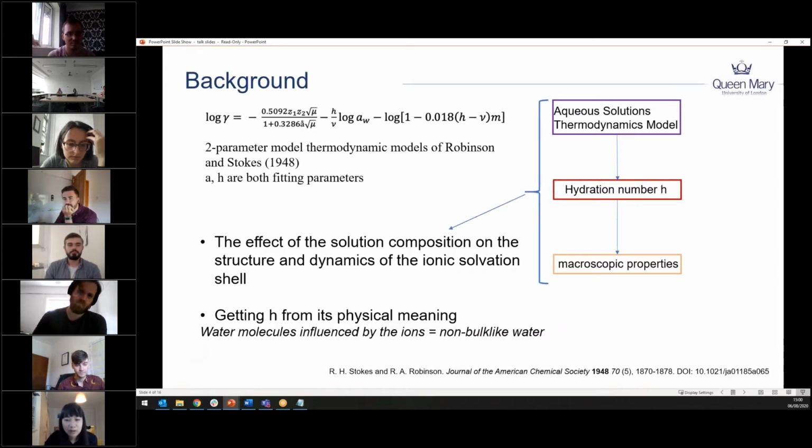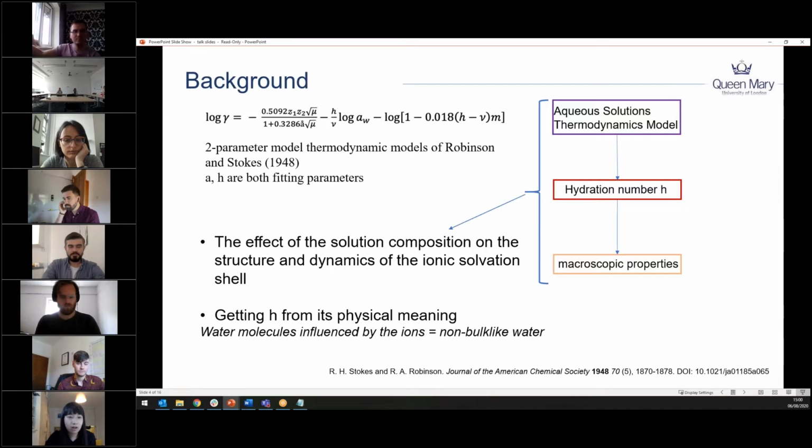So I will show there is a key question concerning the effect of salt on any given solution's properties: the number of water molecules affected by the ions. I need to make clear that the hydration number is different from the coordination number. The hydration number H is the number of water molecules influenced by the presence of the ions. Here I give a well-known aqueous electrolyte solution model that contains the hydration number H as one parameter.